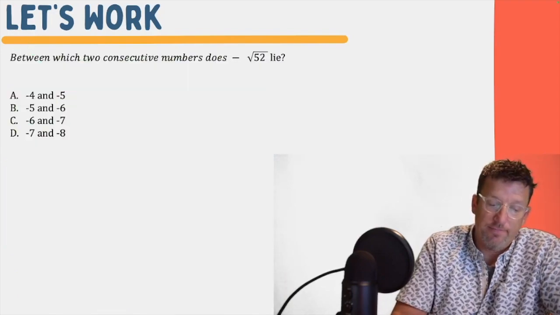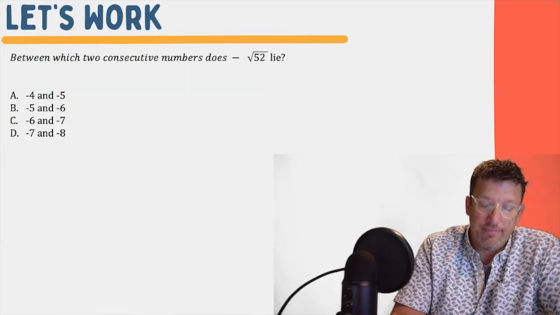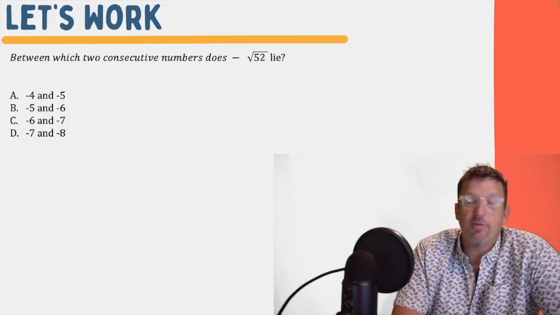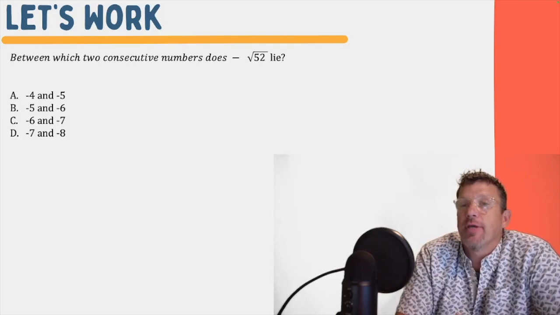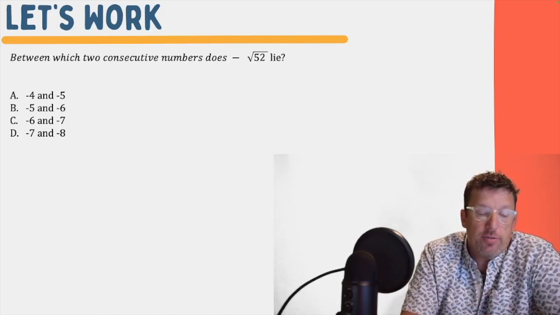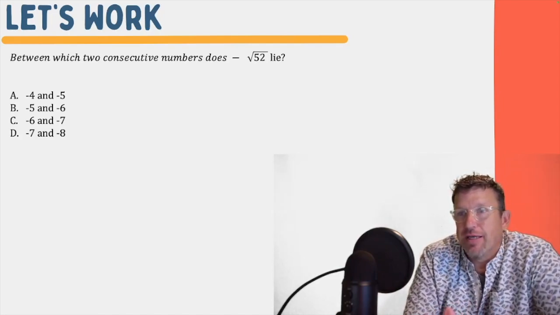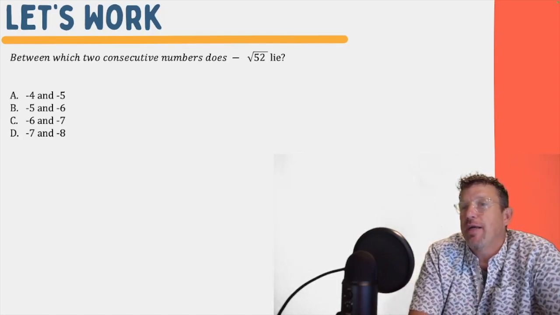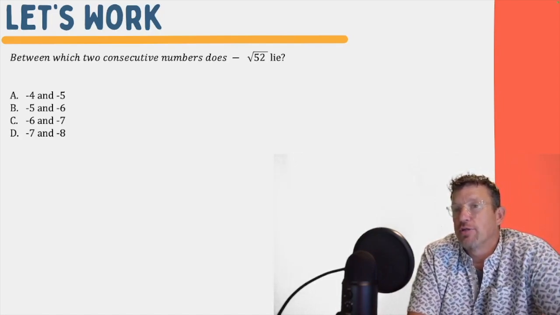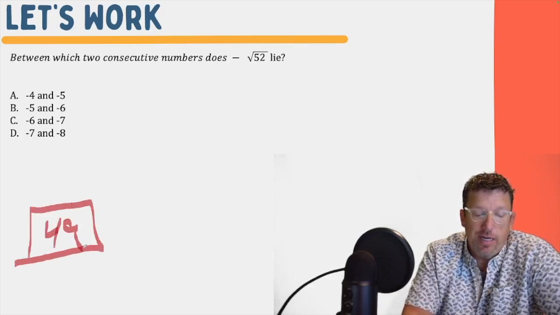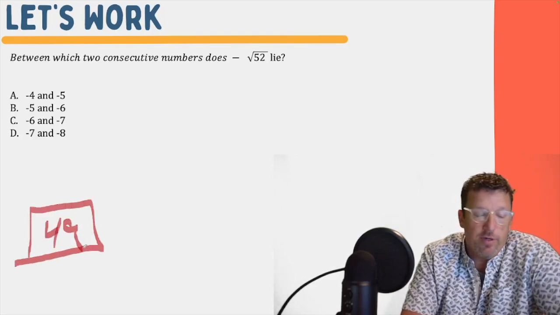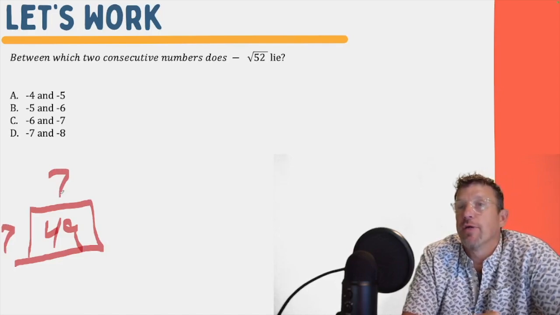Hope that's helpful. Same thing. Between which two consecutive numbers does the opposite of the square root of 52 lie? Okay, so we can look at the numbers right off the bat, and if you have a strong understanding of this, you might just say right off the bat, which one of my squares is close to 52? And right off the bat, some of you would say 49, because you know 49 is a perfect square. 7 times 7 is 49.